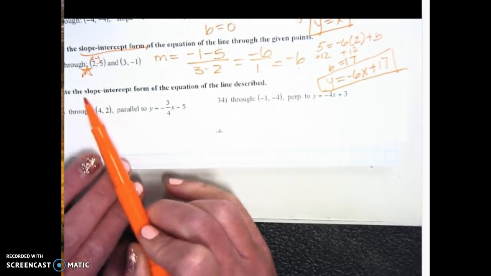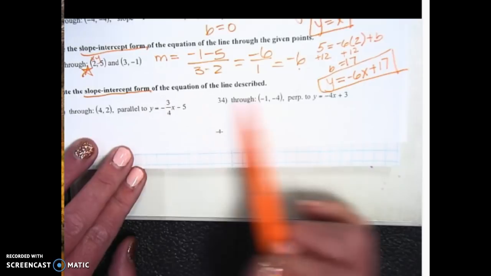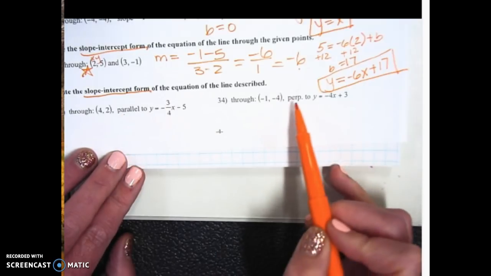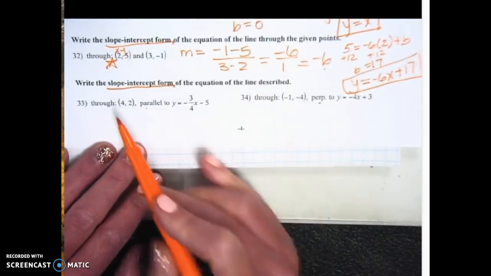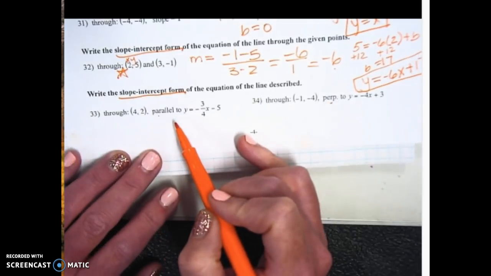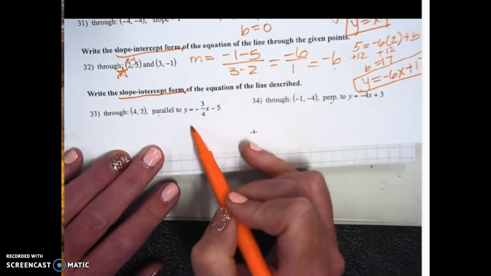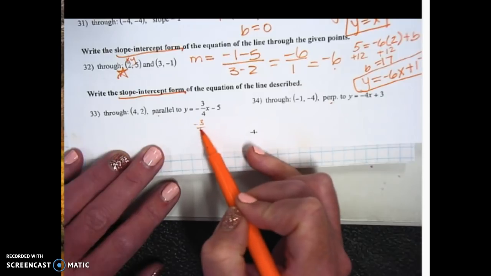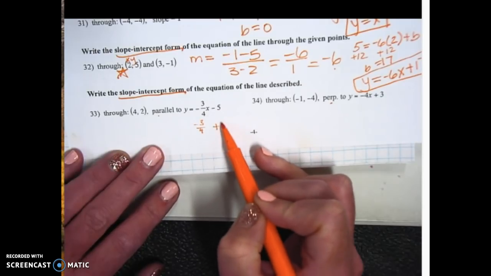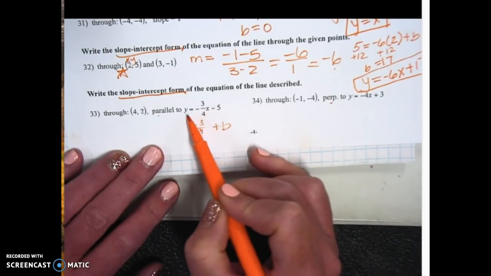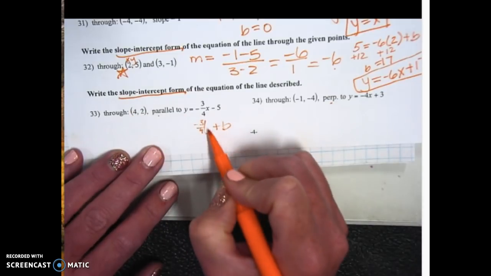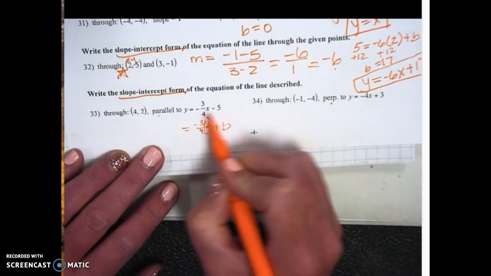Number 33, write slope-intercept form again of the line described. So one that's parallel and one that's perpendicular. So parallel is going to have the same slope. So we're going to leave in the negative 3/4. We need a new b, but we need to plug in the x and the y. So the x is 4. And the y is 2.